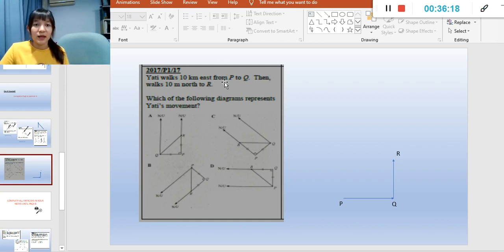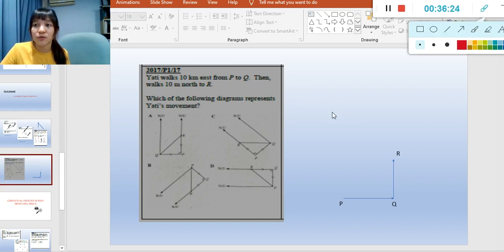Yati walks 10 km east from P to Q. So you have to draw out yourself. East, where is your east? East is that direction. Okay, you see your middle, that east. Meaning this is your P. And then walks east, Q here. Then walks 10 meters north.